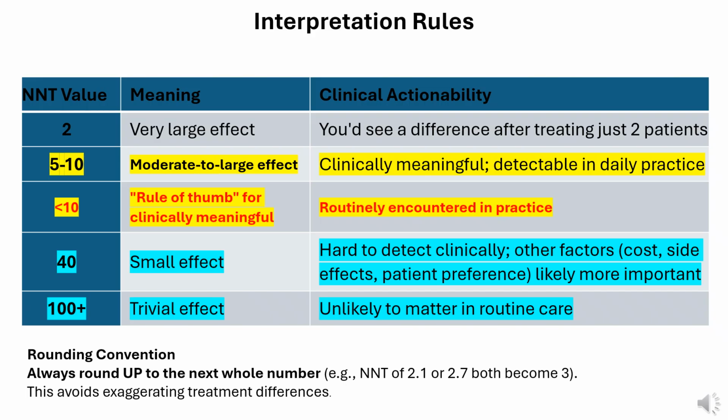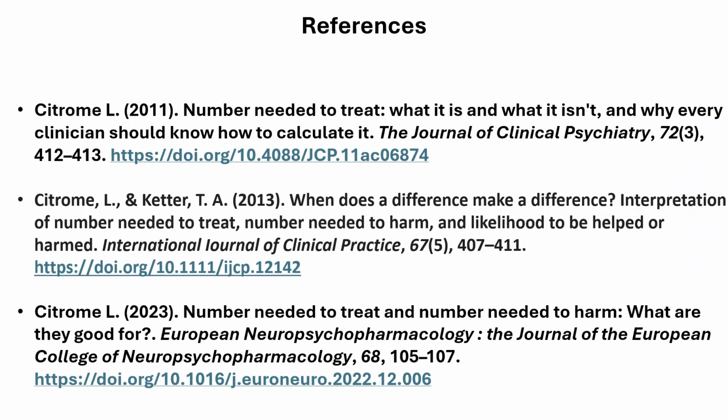Rounding convention. Always round up to the next whole number, e.g., an NNT of 2.1 or 2.7 both become 3. This avoids exaggerating treatment differences.